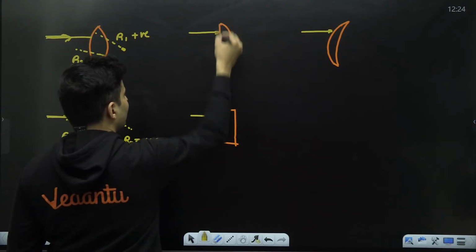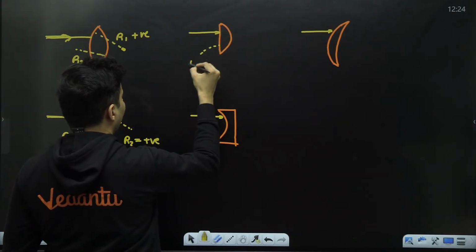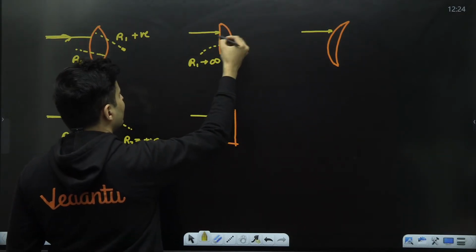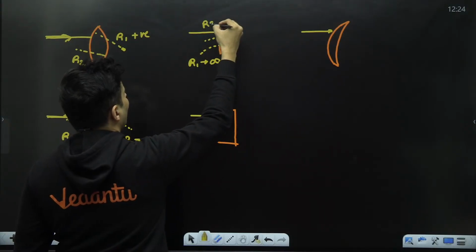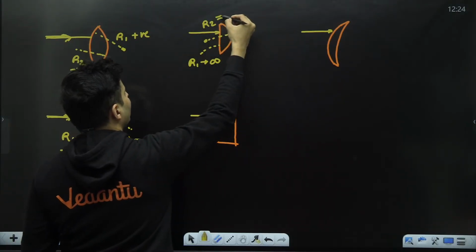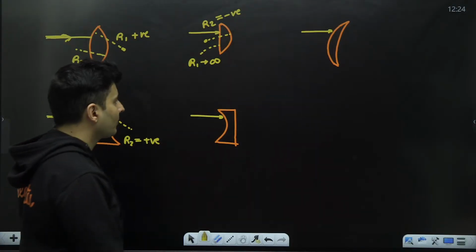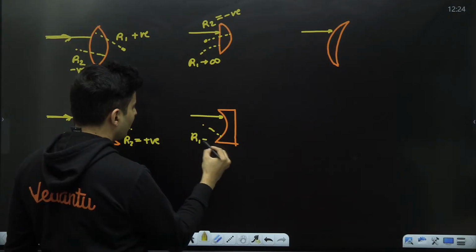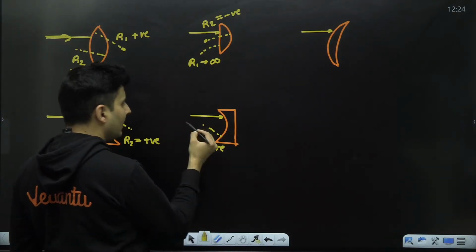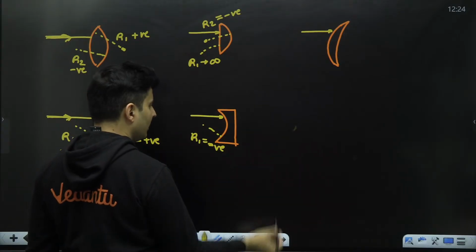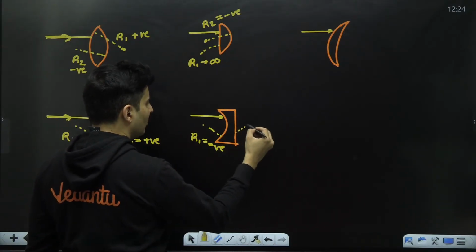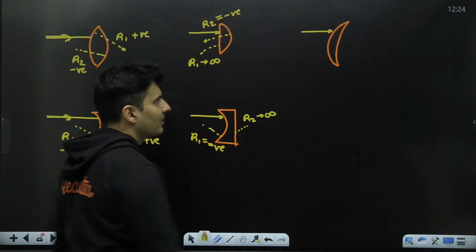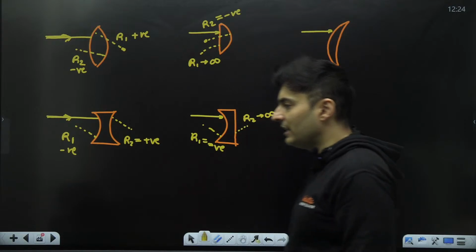Here, the first surface is flat. So R1 will be infinity, and the second surface is here. The radius will be like this. So R2 is again on the negative side, so it will be negative. Here, this is the first surface, so this is radius 1, which will obviously be negative. It is on the negative side. This side is positive. This is a flat surface, so R2 will be infinity. Flat surfaces always have infinite radius.